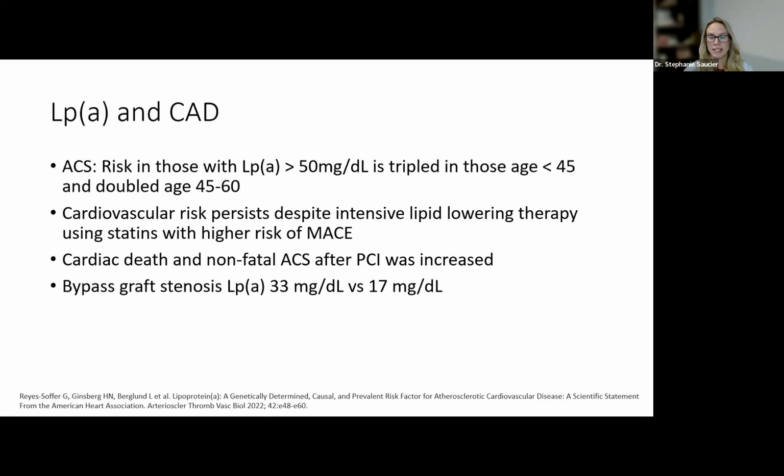Lipoprotein A and coronary artery disease. In patients who had an Lp(a) of greater than 50 milligrams per deciliter, it was found that the risk of acute coronary syndrome is tripled in those aged less than 45 and doubled in patients 45 to 60 years old. That cardiovascular risk persists despite intense lipid-lowering therapy using statins, with higher risk of MACE in patients who have an elevated lipoprotein A. Cardiac death and non-fatal acute coronary syndrome after PCI was also increased in people who had high Lp(a). And bypass graft stenosis was also seen in patients who had high Lp(a) levels greater than 33 milligrams per deciliter compared to patients who had lower Lp(a) levels at 17 milligrams per deciliter.